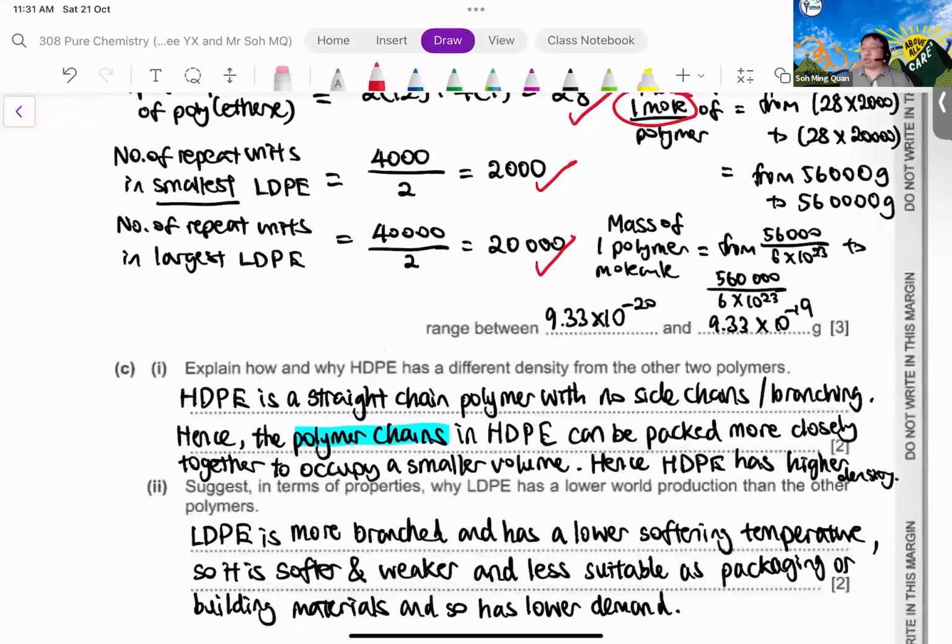Now, the answers for part C are shown here. All right, HDPE is a straight chain polymer, no side chains. Therefore, the polymer chains in HDPE can be packed more closely together. That's why they occupy a smaller volume and hence higher density, because density is mass over volume. So smaller volume, higher density. All right, C part 2. Why does LDPE have a lower production? Because it's more branched. It has a lower softening temperature, so it's softer. If it has a lower softening temperature, that means it softens easily. So it's softer, weaker, so it's not very suitable as packaging or building materials.